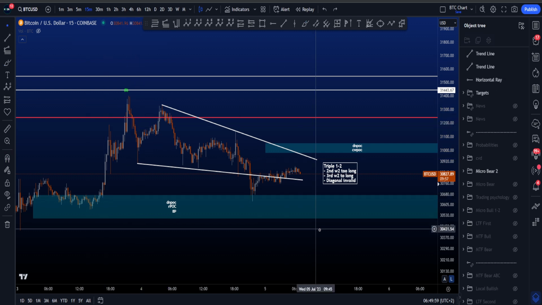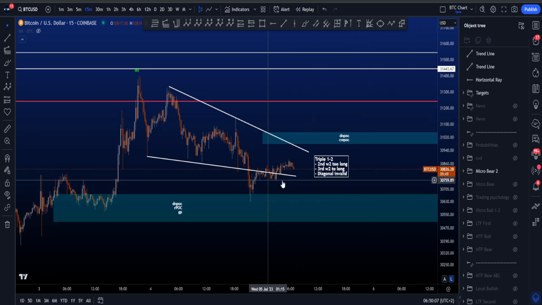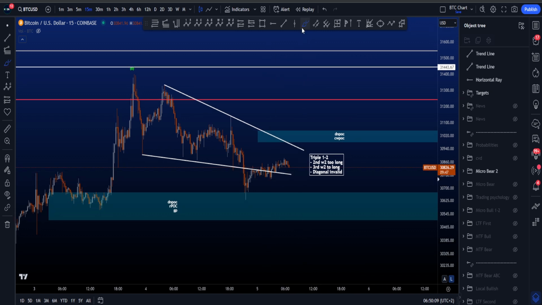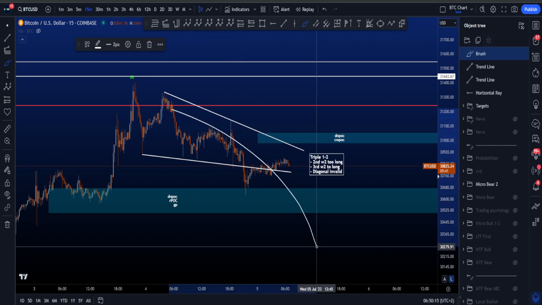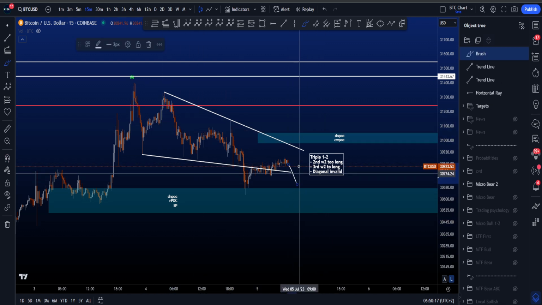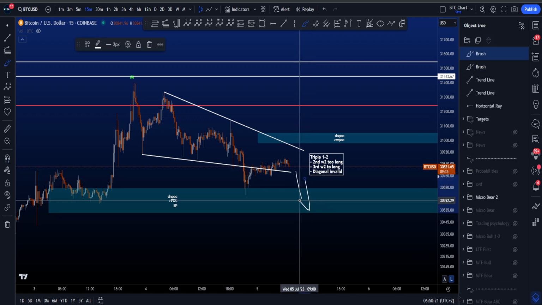So that is something that makes you think twice. Does it invalidate it? No, but it is something to think about. Then also the third wave 2, as mentioned, is too long. The diagonal is invalid, but then again, this is the only scenario from an impulsive structure to the downside that is valid.